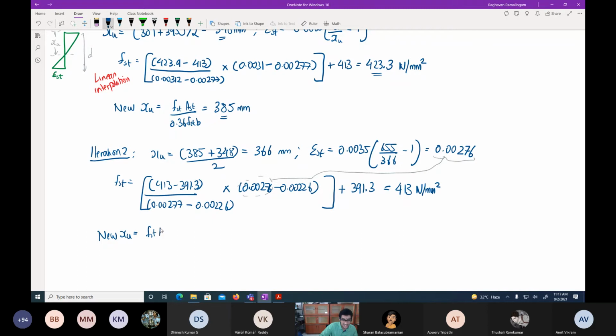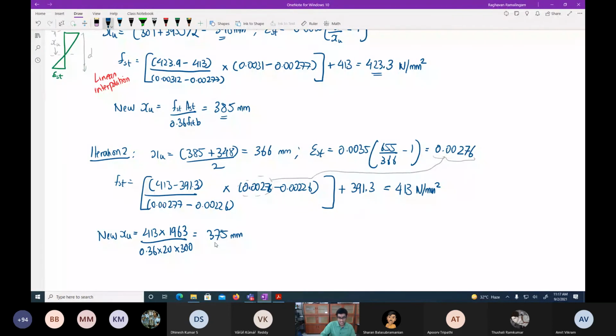So now new XU based on that. I'll write the whole thing. So 413, this is FST. AST is 1963. 0.36. FCK is 20. B is 300. How much is XU? 375.